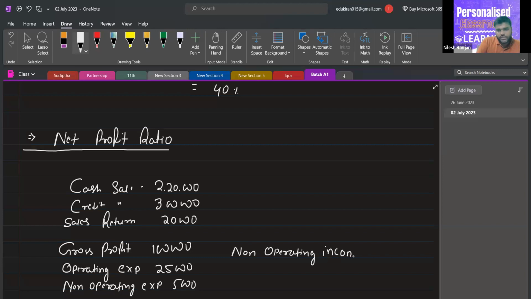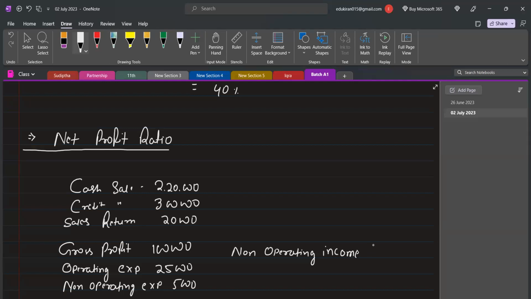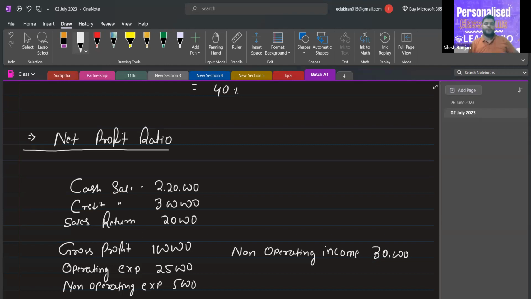Now, can you calculate this ratio if you understood the concept? If not, I will explain the question and solve it. Sir, I'll try. Okay, please try. So you have to calculate net profit ratio. These are the information: cash sale, credit sales, sales return, gross profit, operating expenses, non-operating expenses, and non-operating income.